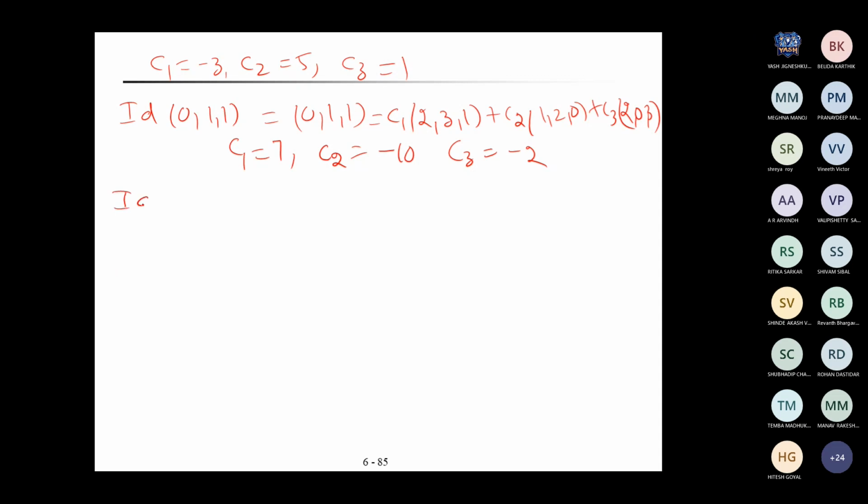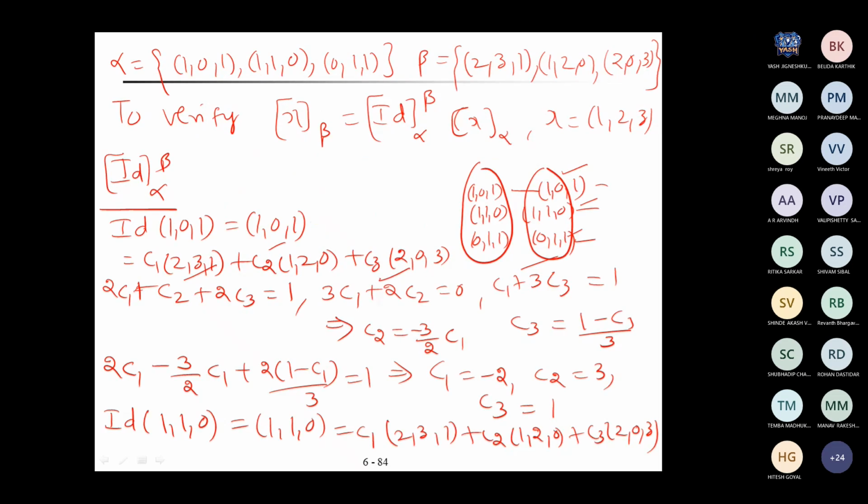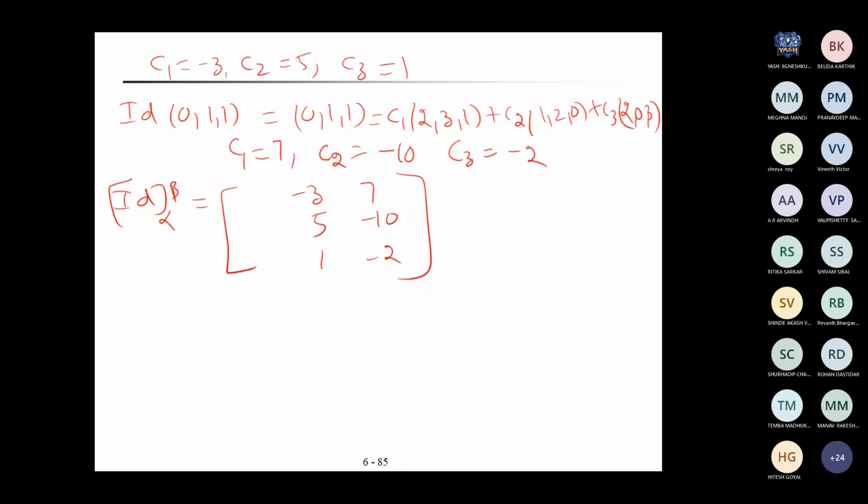So what is the identity from alpha to beta? Your second column is this one: minus 3, 5, 1. Then 7, minus 10, minus 2. The first column is minus 2, 3, 1.